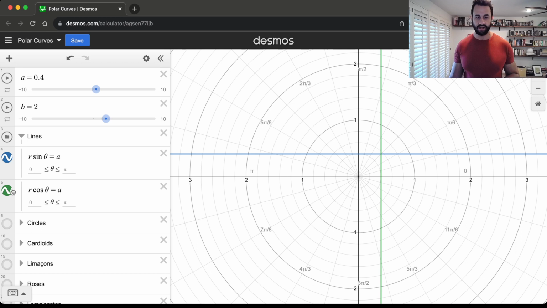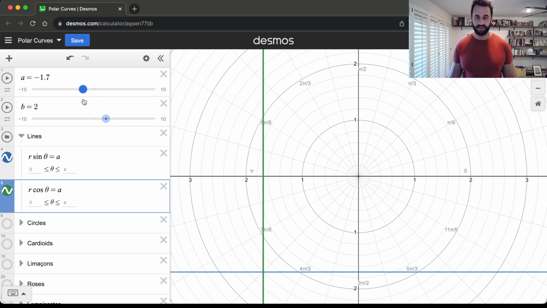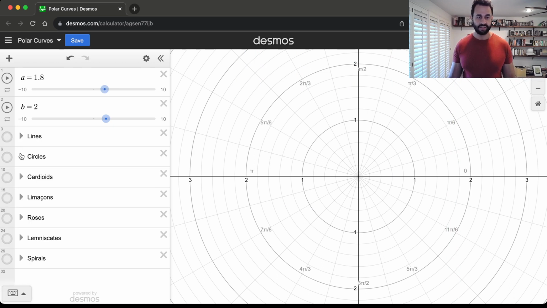Same thing for x equals a. So remember, r cosine theta is x. So now if I change a, there we go. I guess I should turn off this one. There we go. So now we have vertical lines. So there's lines. Now let's look at circles.